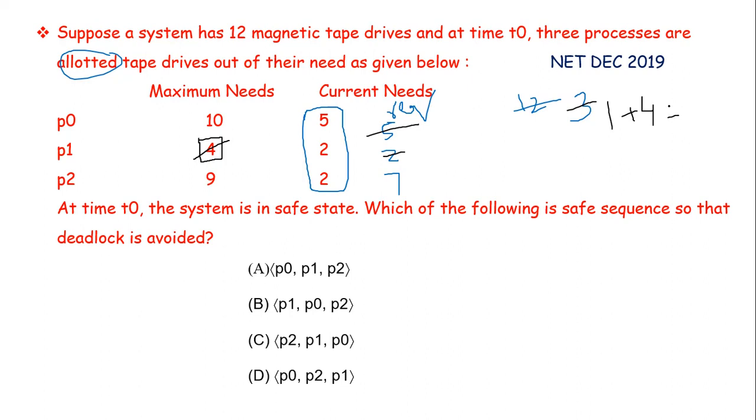Then we will have a total of 10 drives, right? Then we can fulfill the request of P2, that is only of 7 tape drives. So the right sequence will be P1, then P0, and then P2. So the correct answer will be P1, P0, P2, which is option B. So the correct answer will be option B.